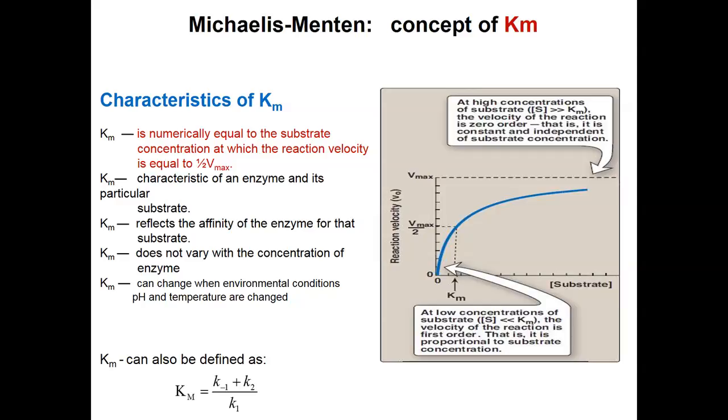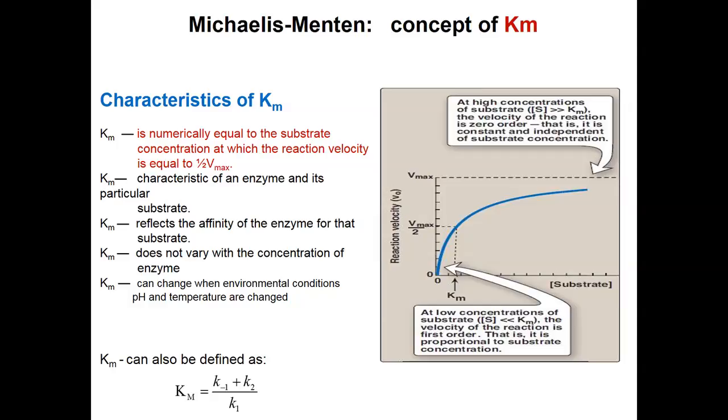All right. So now Km. Km is nothing else but numerically equal to the substrate concentration that gives you half of the maximal velocity. Just like in hemoglobin, the P50 gives you 50% saturation. In an enzyme-catalyzed reaction, when the substrate concentration is equal to Km, the velocity is half of the Vmax. Okay? When the substrate concentration is equal to Km.